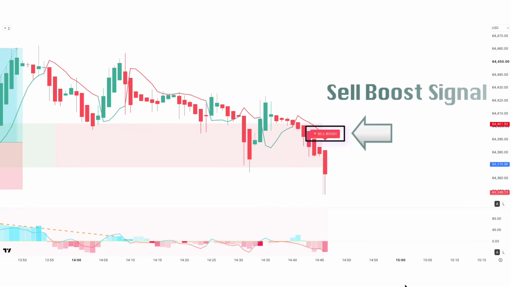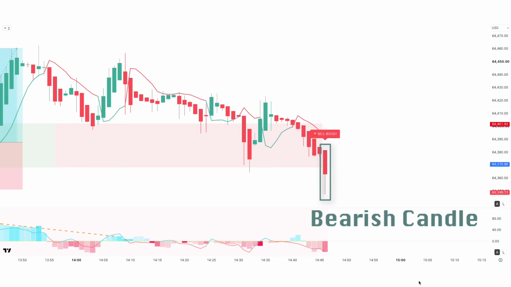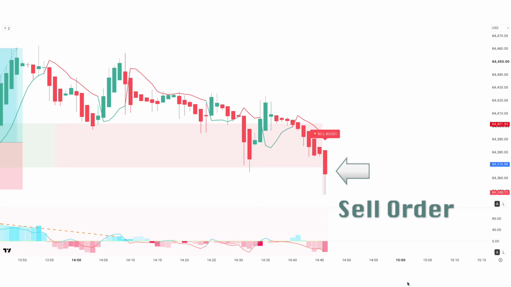Here the SMC volume boost matrix V6 label down of this is sell boost signal. Here the flow engine indicator pink columns. Here market has made a bearish candle to give confirmation. So all our conditions are being fulfilled, so we are placing an order to sell.